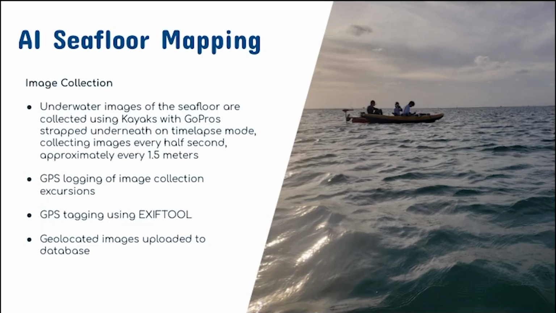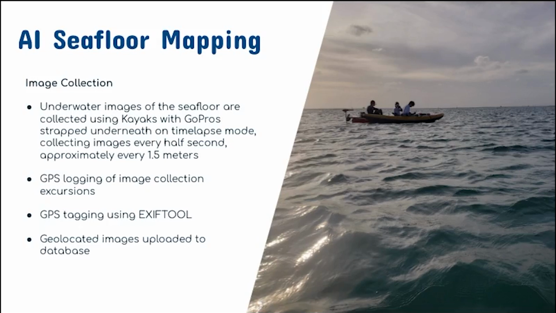And the images that were collected were added into our Zooniverse project for labeling, where people could identify the seafloor elements within the images, such as sand, corals, rocks, rubble, seagrass, and seaweed. The labeled images were then used to train a machine learning model to automatically process the images.